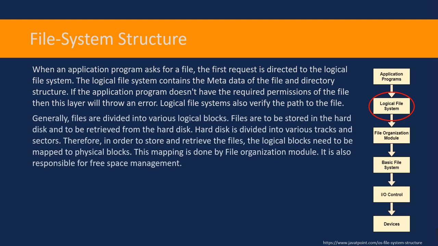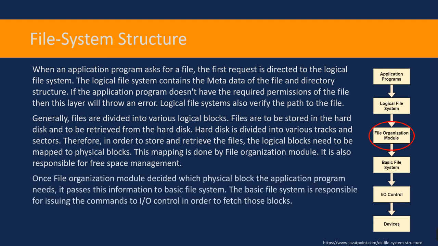Generally, files are divided into various logical blocks. Files are to be stored in the hard disk and to be retrieved from the hard disk. The hard disk is divided into various tracks and sectors. Therefore, in order to store and retrieve the files, the logical blocks need to be mapped to physical blocks. This mapping is done by the File Organization Module. It is also responsible for free space management.